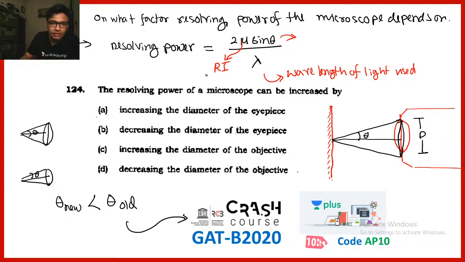As a result, if you decrease theta, your resolving power would decrease. If you increase theta, resolving power would increase. So you have to increase the diameter of the objective. By increasing the diameter of the lens, more light gets in. And according to Ernst Abbe, the quality of image depends upon the number of diffraction orders that you are collecting. The greater the diffraction order, the better the image quality.